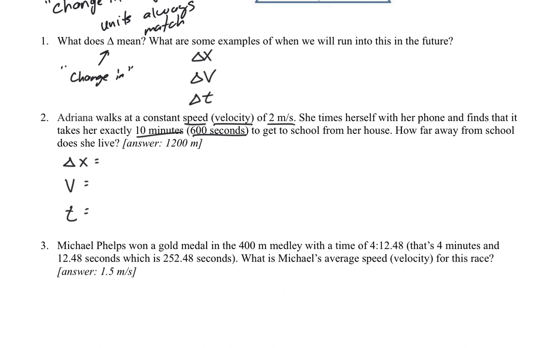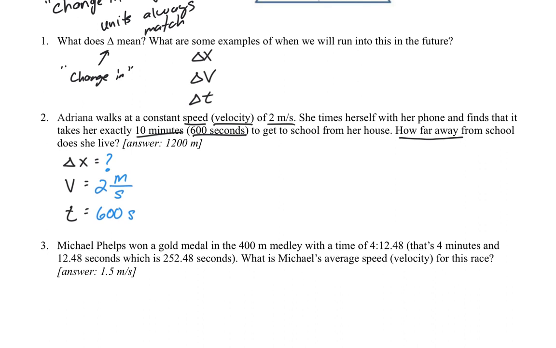So delta x, do we know anything about how far she traveled? We don't. Actually, that's what the question is asking. So I'm going to put a question mark for that because I don't know it. Do we know anything about velocity? Well, yes, we do. They told us in the problem that she's walking at 2 meters per second. Do we know the time? We sure do. They told us in the problem that it's 600 seconds. So that's step 1: list my variables and fill in what I know.